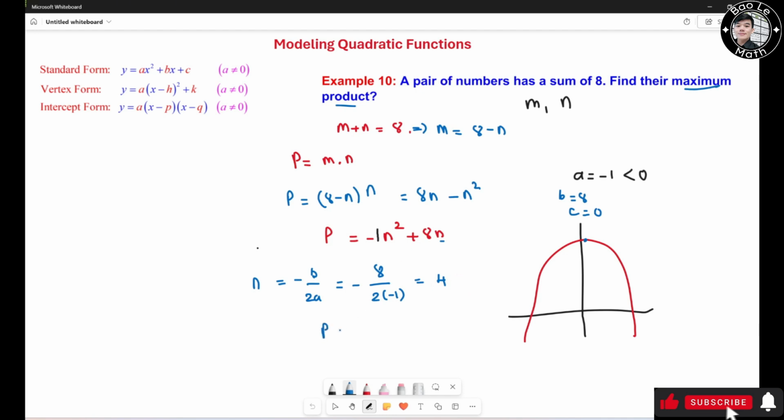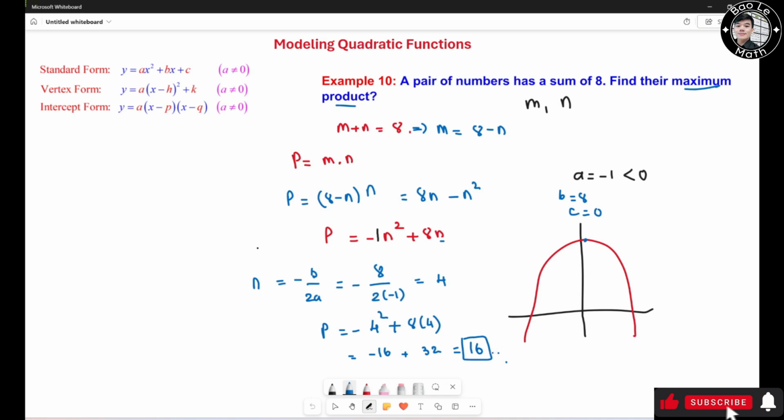So I have p equals negative 4 squared plus 8 times 4, right? So it's going to be negative 16 plus 32. And then it's going to be 16. So the maximum product is 16.